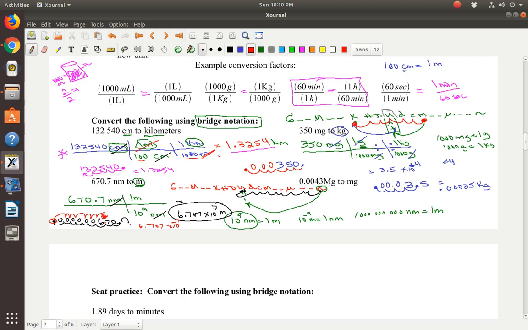If the number is less than 1, your exponent is going to be negative. This is scientific notation. This is standard notation. It's one of those times when the number is super small, this is the better way to do it in meters. Now, I know this is a little bit more difficult, but you just have to practice.